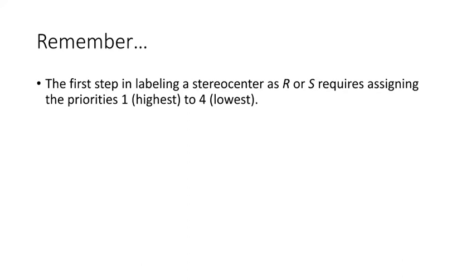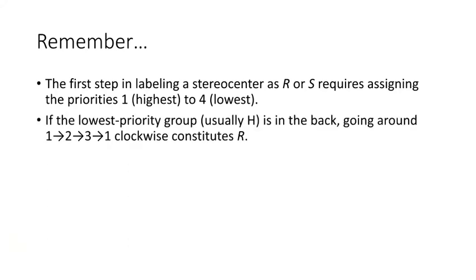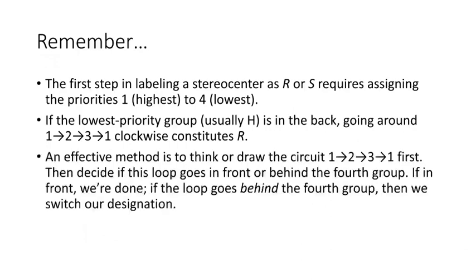So remember, the first step in labeling a stereocenter as R or S requires assigning the priorities 1 highest to 4 lowest. If the lowest priority group, usually H, is in the back, going around 1, 2, 3, 1 clockwise constitutes R. An effective method is to think or draw the circuit 1, 2, 3, 1 first, then decide if this loop goes in front or behind the fourth group. If in front, we're done. If the loop goes behind the fourth group, though, then we switch our designation.